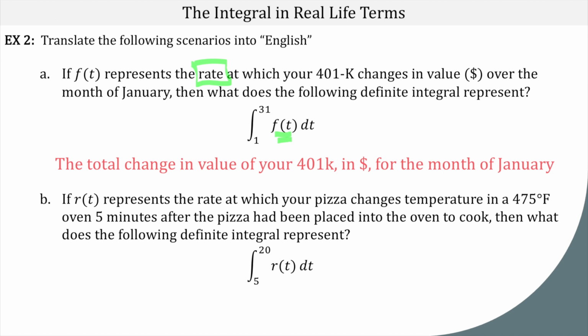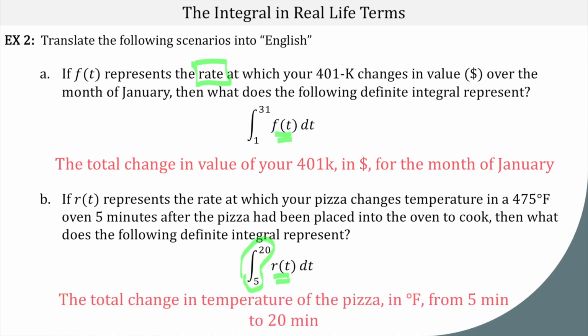Next one, if R of t represents the rate at which your pizza changes temperature in a 407-degree Fahrenheit oven, 5 minutes after the pizza has been placed in the oven to cook, then what does the following definite integral represent? So the area under the curve from 5 to 20 of our rate, that's the total change in the temperature of the pizza from 5 minutes to 20 minutes.